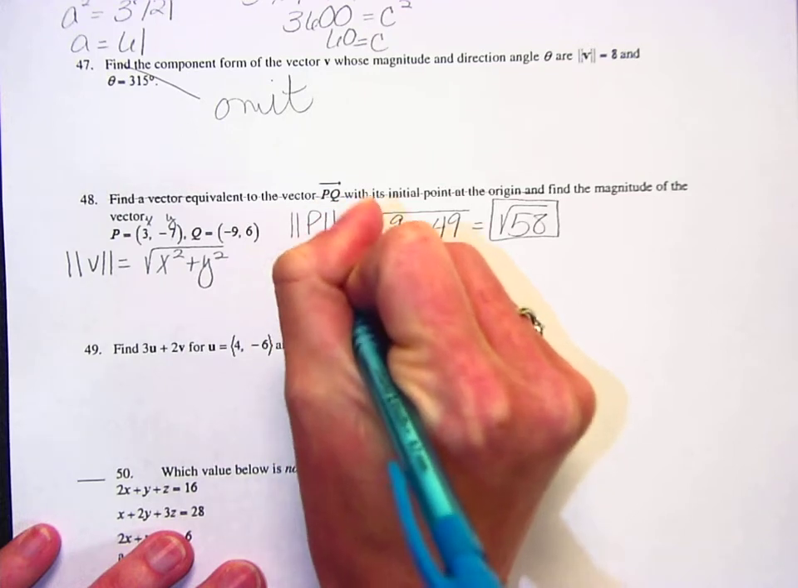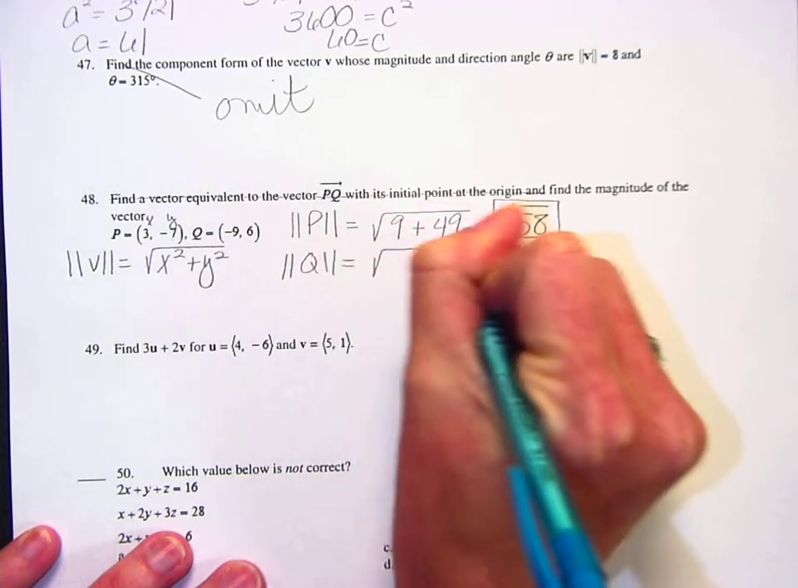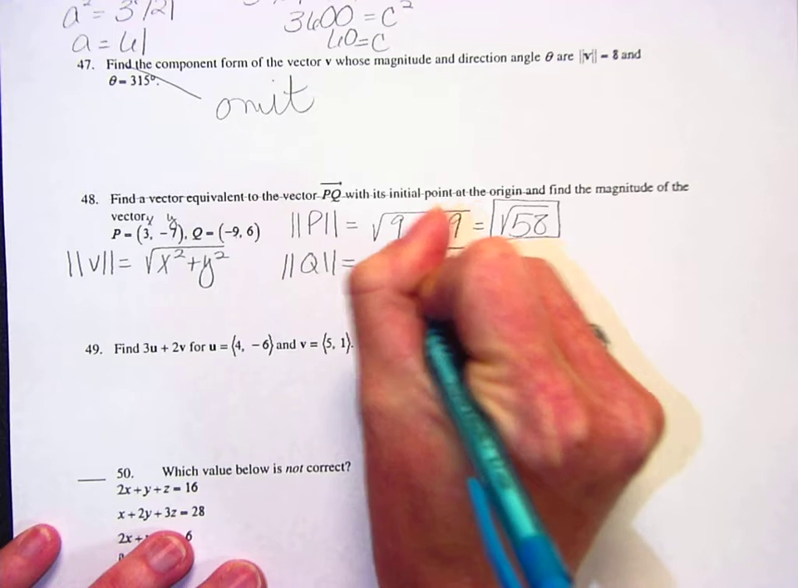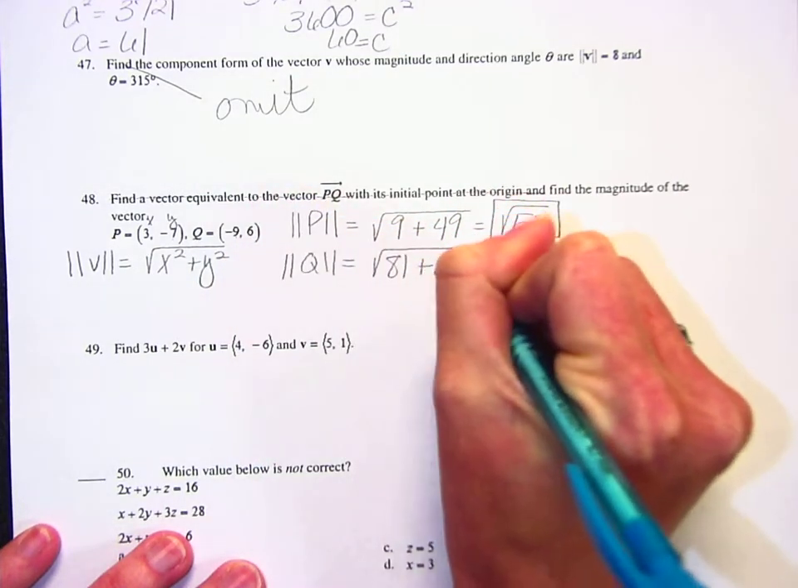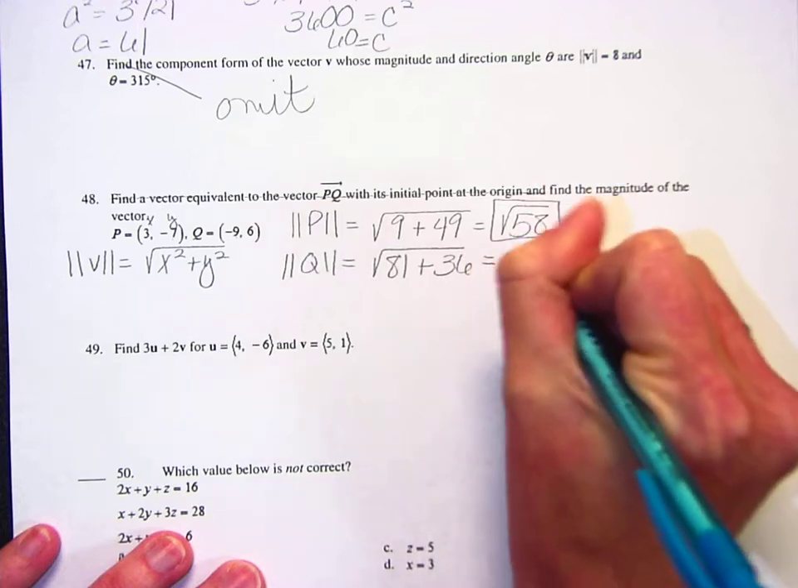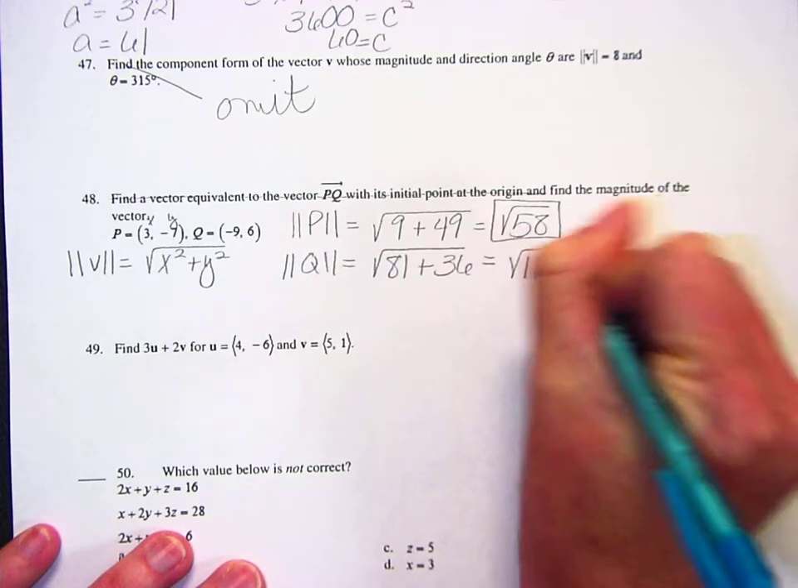And then the magnitude of vector Q is going to be 9 squared. Negative 9 squared gives me 81. And 6 squared gives me 36. And if I add those together, that gives me the square root of 117.